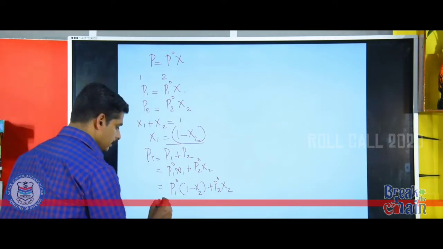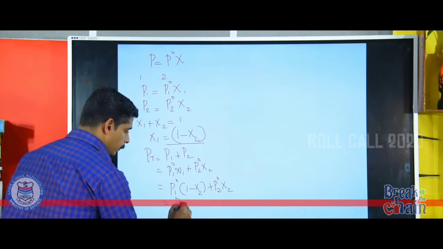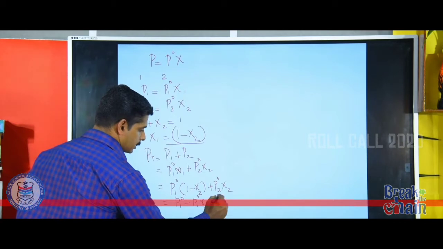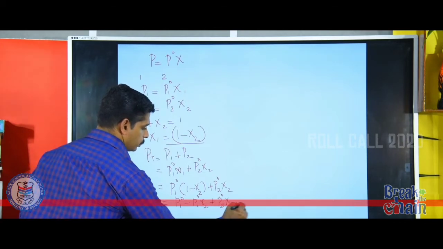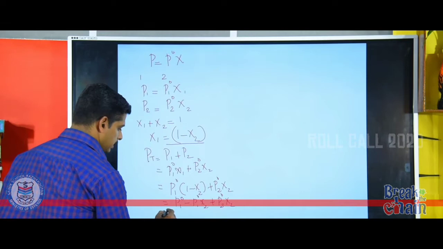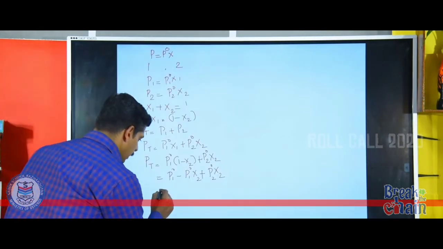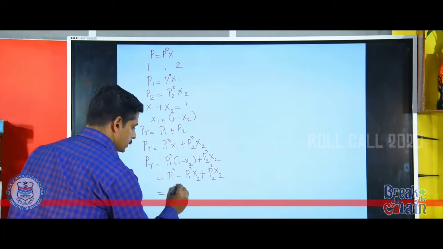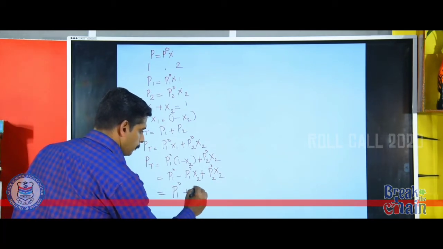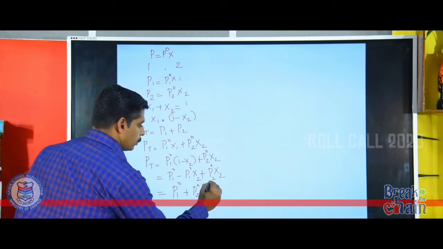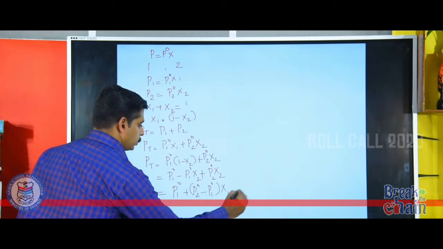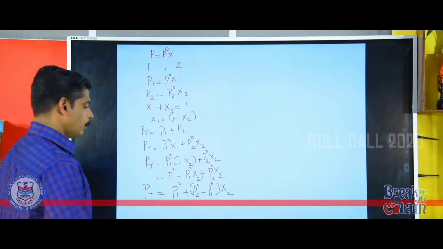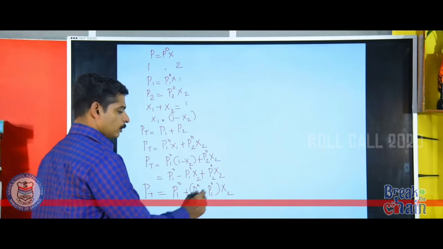Now I can separate the terms. I can write P10 minus P10 chi 2 plus P20 chi 2. Further, we can take the common term chi 2 out. So P10 plus P20 minus P10 into chi 2. So what does P total equal? P total is equal to P10 plus P20 minus P10 into chi 2.